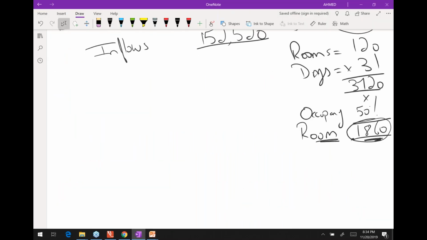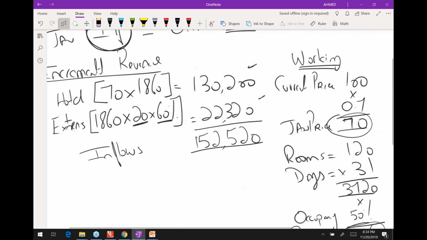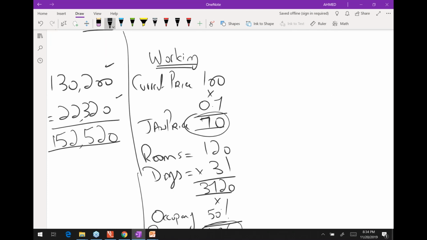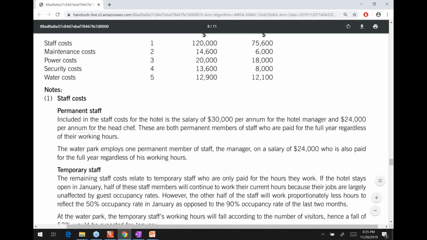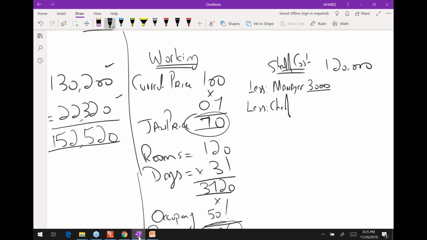Now what I am required to do here, let me just separate this area from the main presentation area so that the working area is separated. Now see, staff cost. The amount is 120,000, right? From this, I will deduct the committed cost, and that relates to the manager and the chef. So let's deduct the annual cost of them, 30,000 and 24,000. So it's simple, 30,000 divided by 12, 24,000 divided by 12.